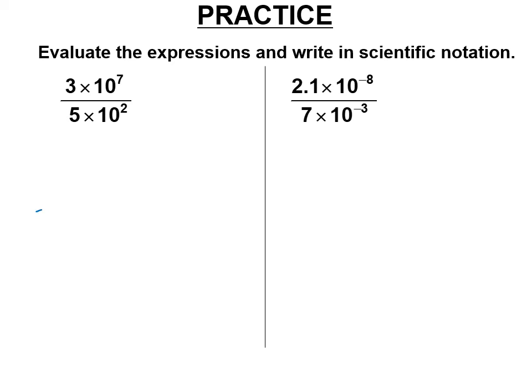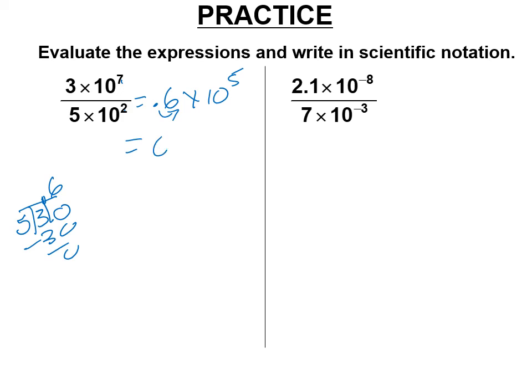Okay, 3/5. 3 divided by 5. 3 goes into 36 times. So we get 0.6 times 10. 7 minus 2 is 5. Right? We know they're all going to need fixing today. We made that bigger, so that's smaller. And we get 6 times 10 to the 4th.